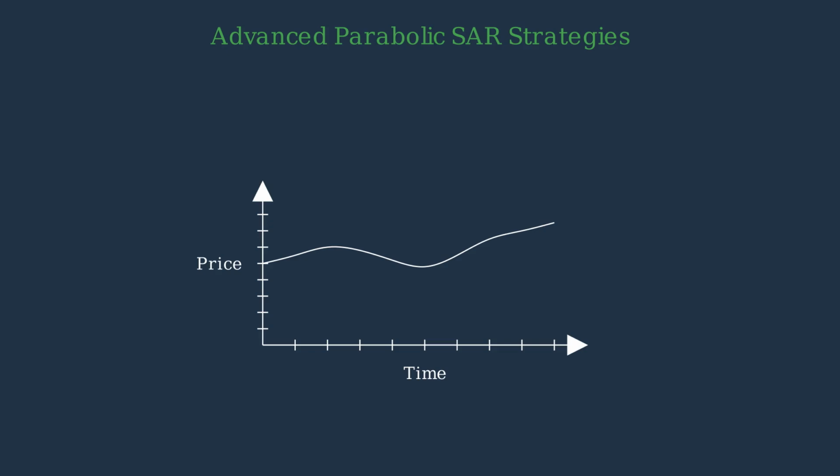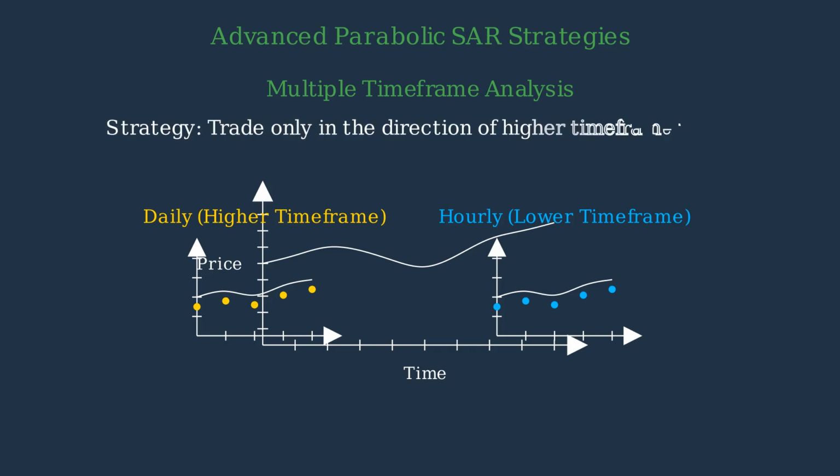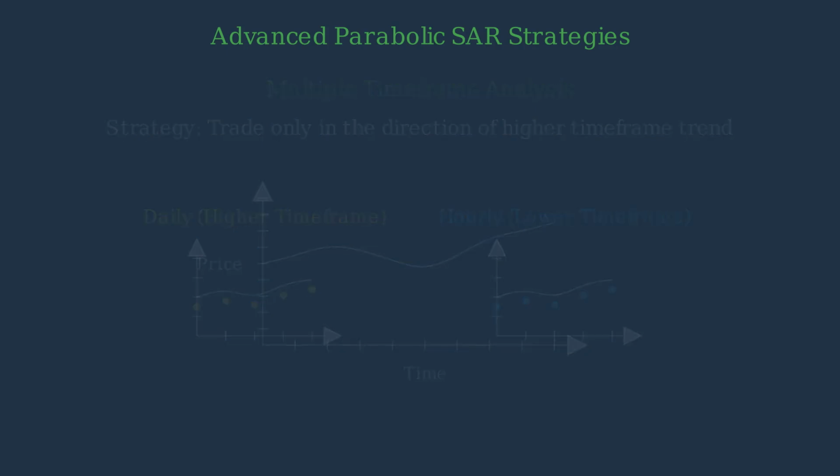Another effective approach is applying parabolic SAR across multiple timeframes. Multiple timeframe analysis enhances parabolic SAR effectiveness by providing both strategic and tactical perspectives. Traders use higher timeframes like daily charts to establish the primary trend direction. Lower timeframes such as hourly charts are then used for more precise entry and exit timing. The strategy is to only take trades that align with the higher timeframe trend direction, using the lower timeframe for precise timing. Some traders prefer to use parabolic SAR solely for trend confirmation rather than exact entry and exit signals.